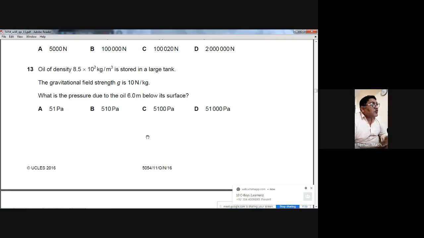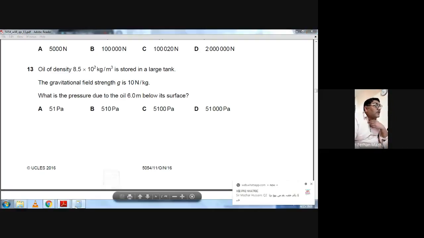Okay. So you remember the formula for the pressure of a liquid is rho g h. The pressure formula is rho g h: density times the depth of the liquid times the g value. So let's take out our calculator.